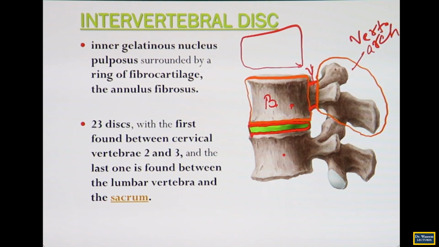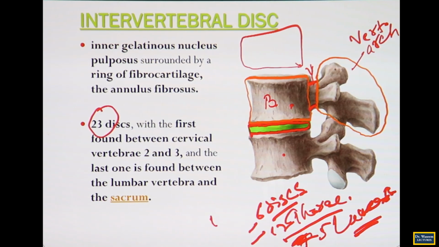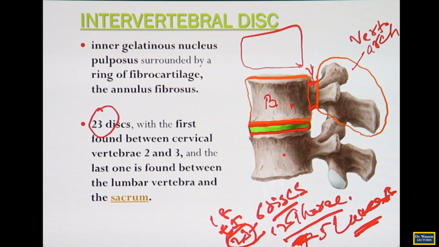We have a total of 30 vertebrae, so we should actually have 29 discs, but we have only 23 discs. The cervical vertebrae, which are 7, have 6 discs. We have 12 in the thoracic, and at the same time we have 5 in the lumbar. So 6, 12, 18 and 5 makes 23 in total. The structure of the discs is identical.